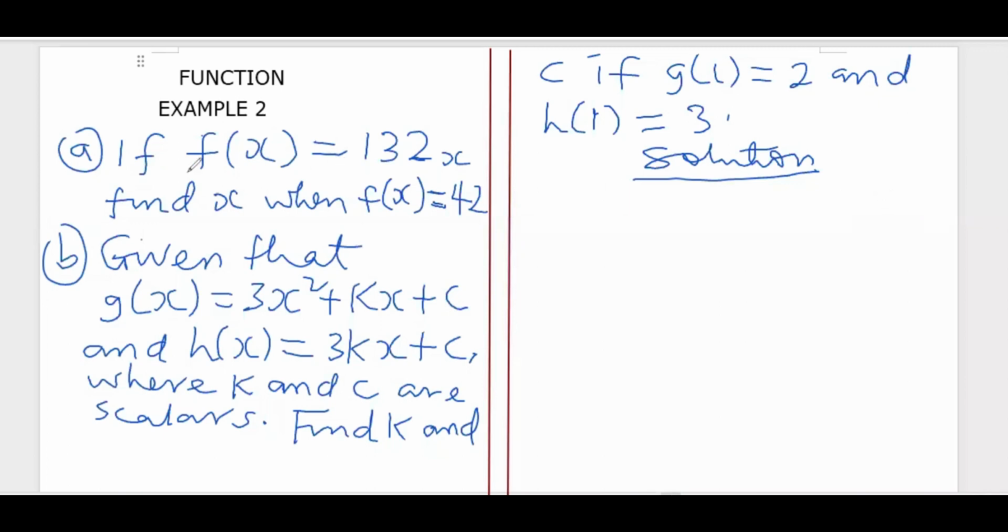So in this example 2, we have f of x equals 132 base x. We have to find the value of x when f of x equals 42. This means f of x is 132 base x, and that f of x equals 42. So what we need to do is to solve this equation now: 132 base x equals 42.